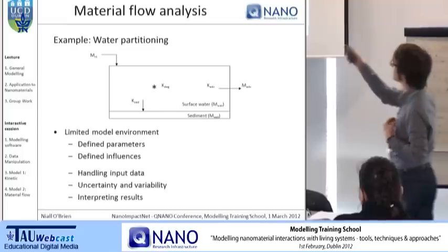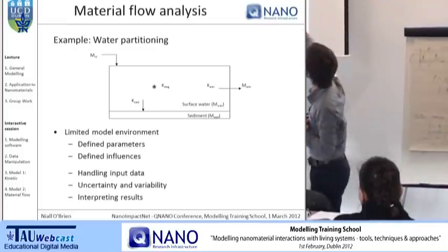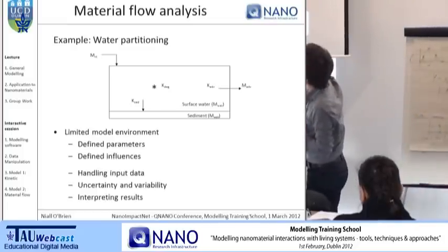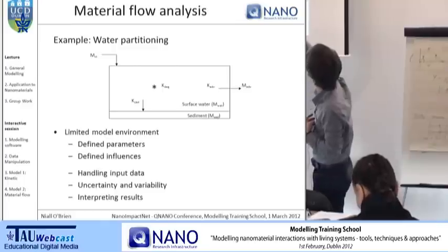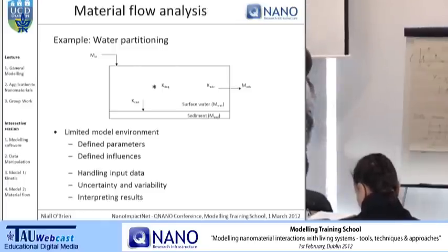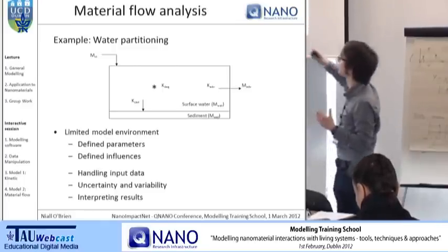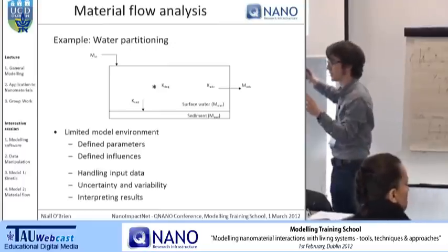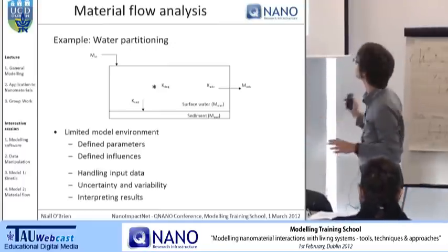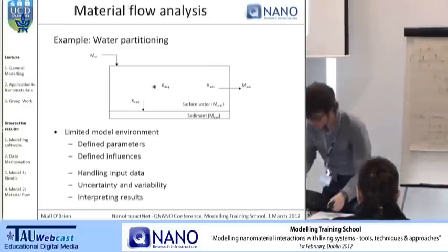So you have an input, advection, so leaving the boundary of the system we're looking at, sedimentation, degradation, and then a concentration in sediment and surface water. Again, we're not looking at resuspension. Very simplified, stripped down. Oh, so I'll just change computer.